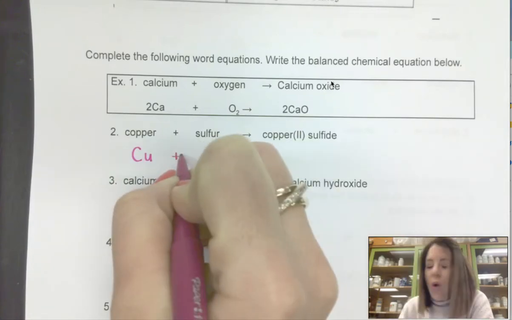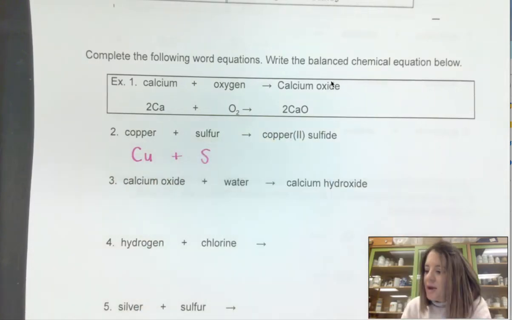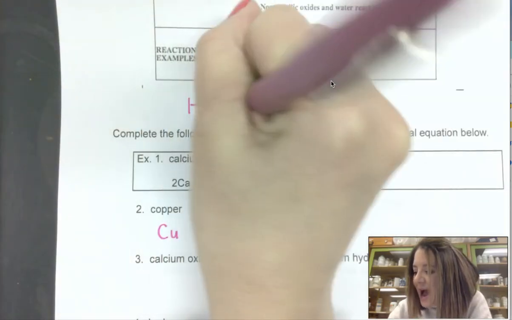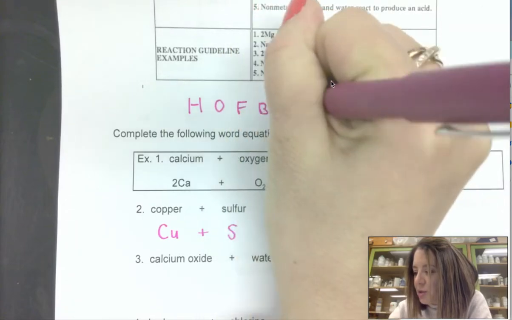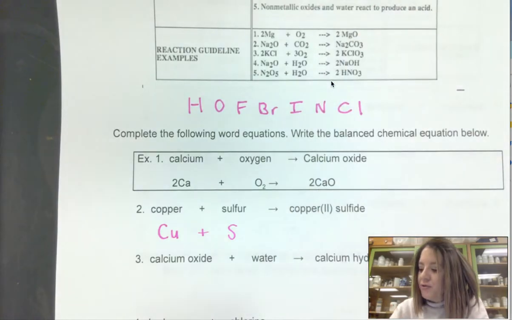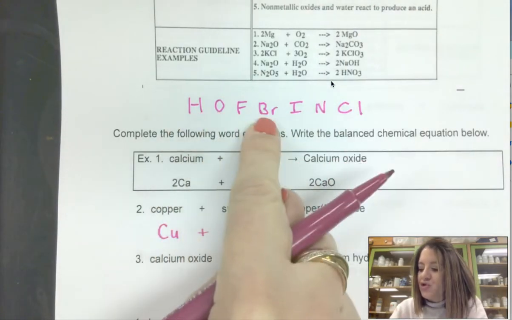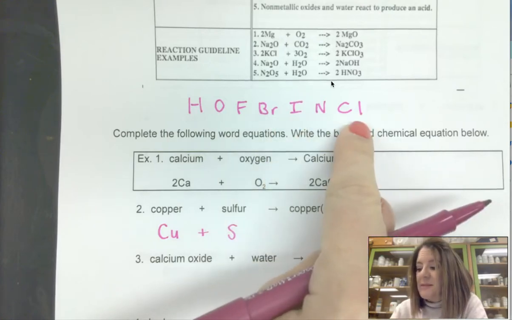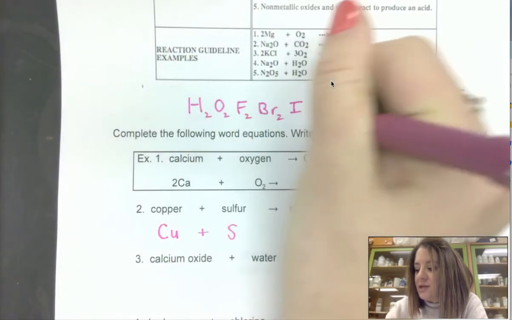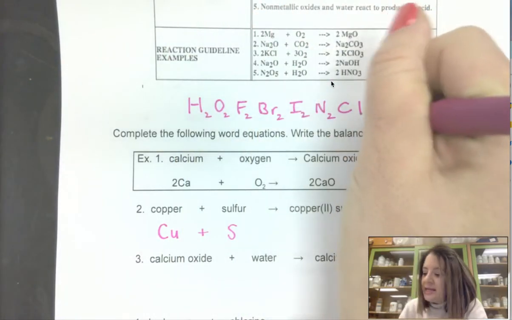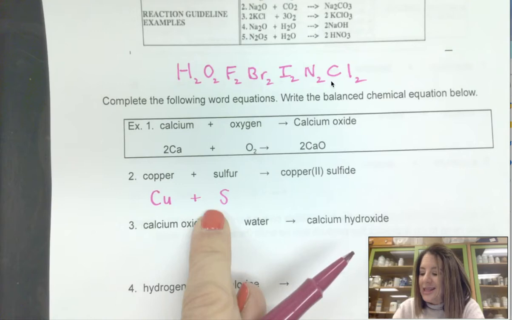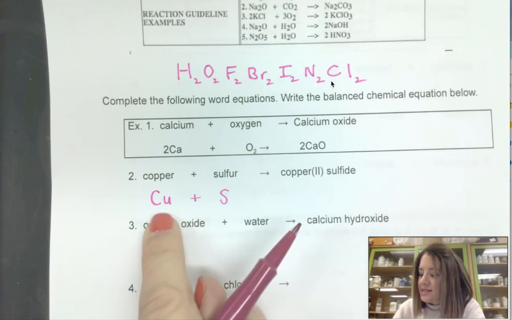Now I want to watch out for my Hofbrinkels. My Hofbrinkels are those elements that when they are by themselves, they have to exist as a diatomic molecule. So I'm going to just write down Hofbrinkel. And so that means hydrogen, oxygen, fluorine, bromine, iodine, nitrogen, and chlorine. When they are by themselves, they must be written as H2, O2, F2, Br2, I2, N2, and Cl2. Neither of these, copper nor sulfur, are a Hofbrinkel. So we just write the element symbol as Cu plus S.